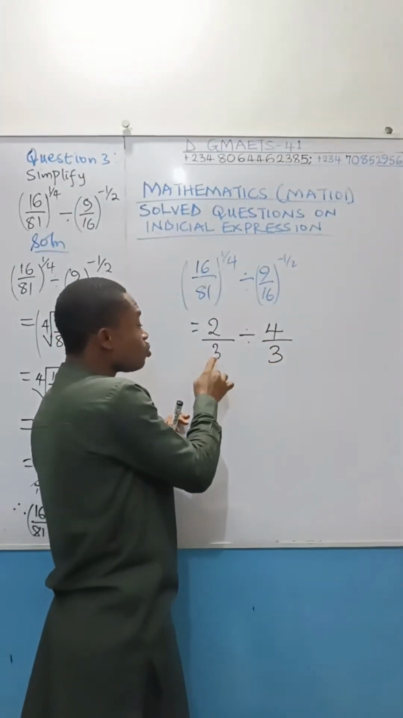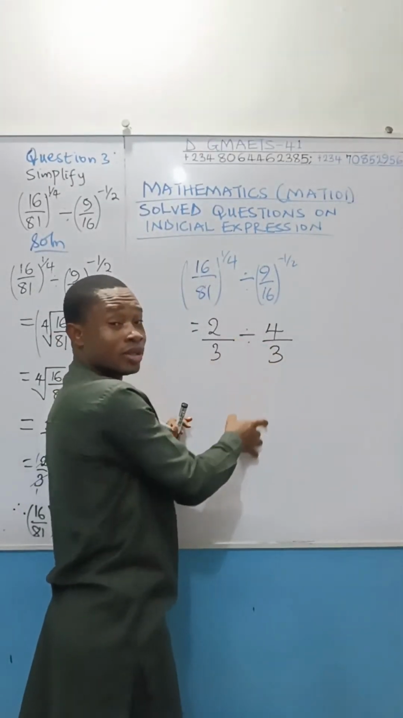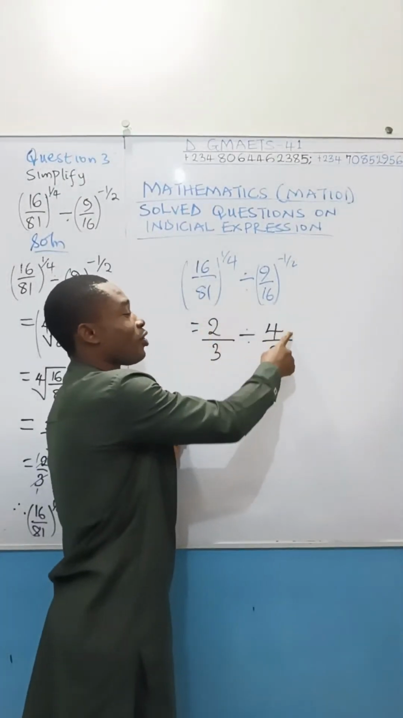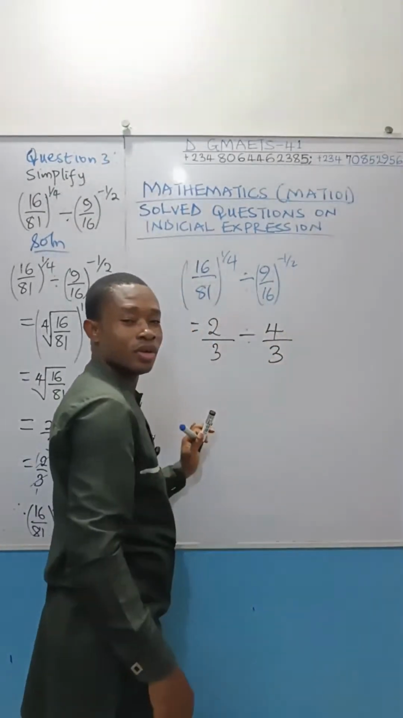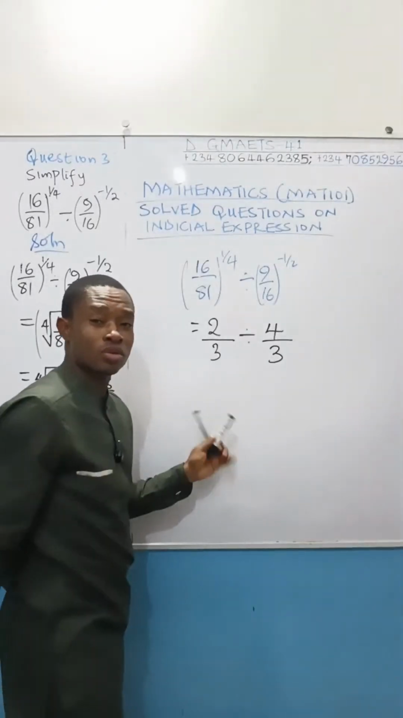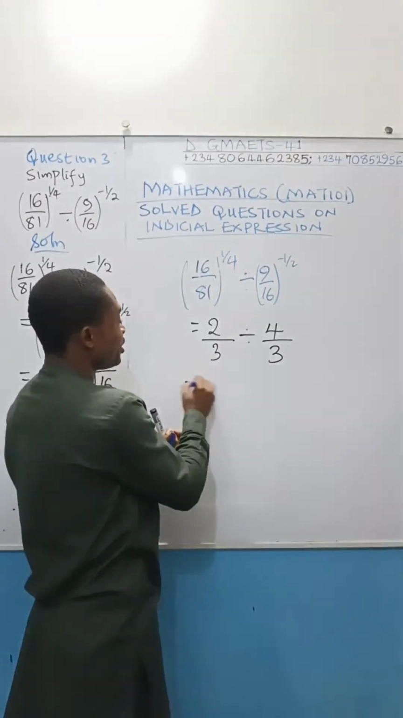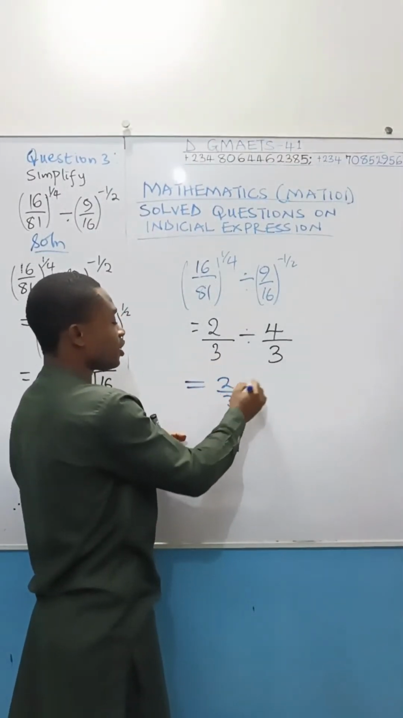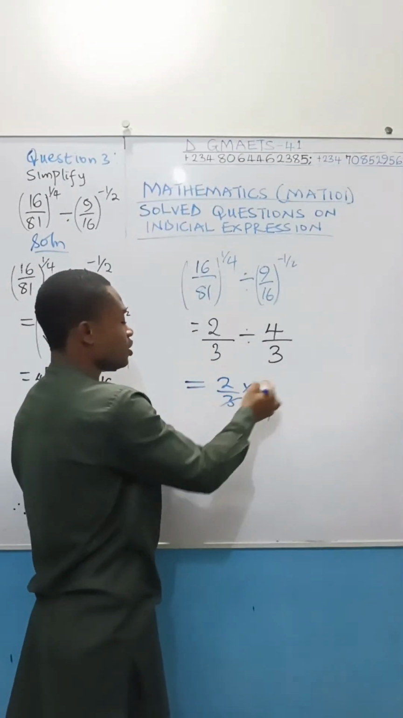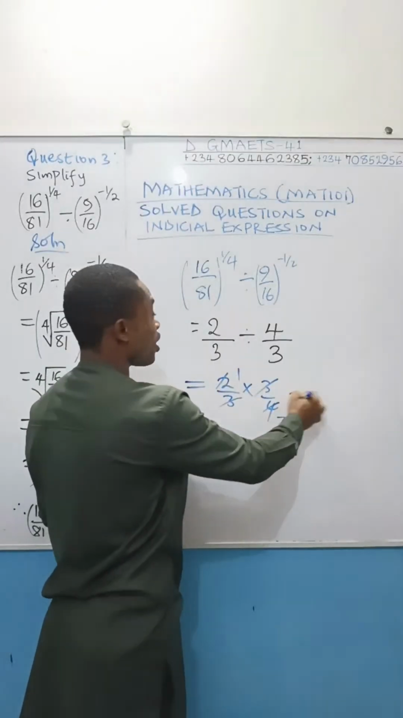We can simply do 3 divided by 3, you get 1 under. 2 divided by 4, we have 2 over 4. And 2 over 4 will give you 1 over 2. But of course, for you not to get confused, we can still maintain the same thing. In the second line, this is going to be 2 over 3 times 3 over 4. This will go off. This is 1. This is 2. You have 1 over 2.